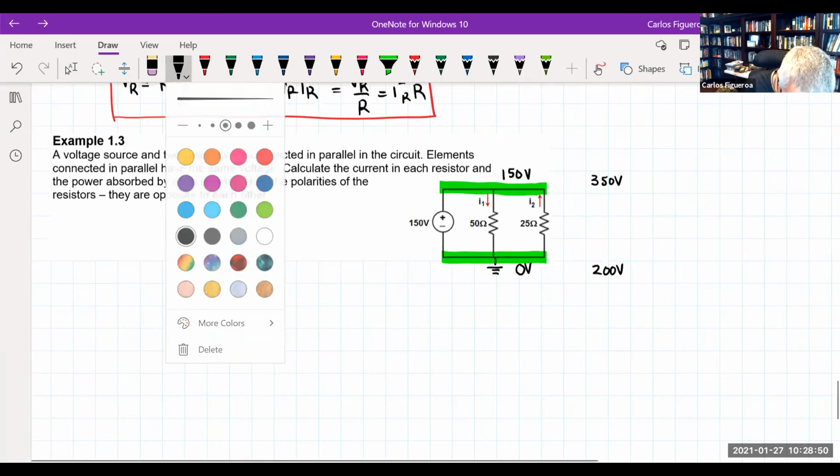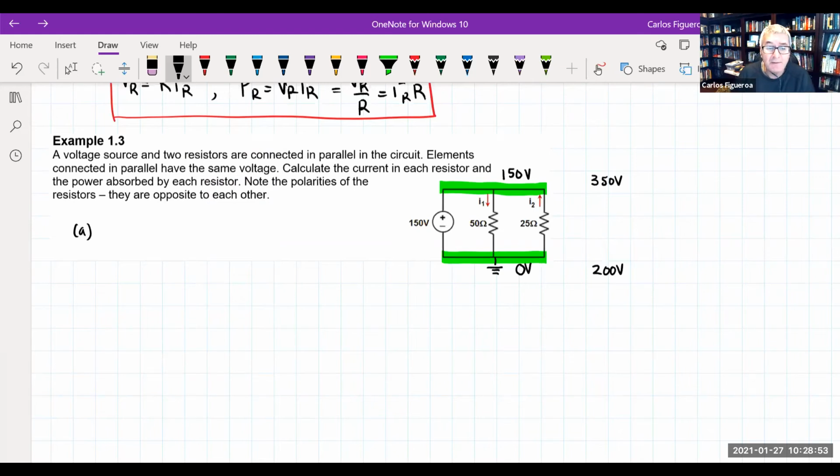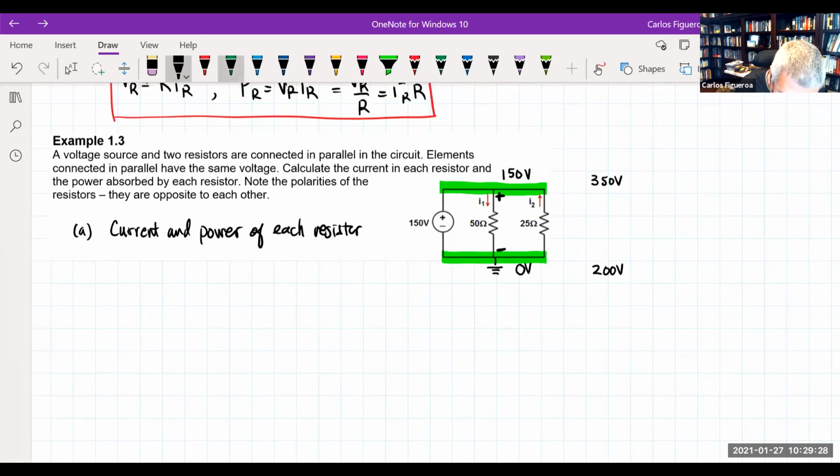The first thing I'm going to do is calculate the current and the power of each resistor. So we want to get the current and power of each resistor. When I focus on resistor 1, we can clearly see that here's the positive terminal, right here. This guy down here is the negative terminal. How about if I do this in red to make it a little bit clearer?